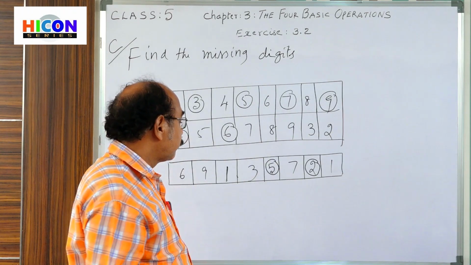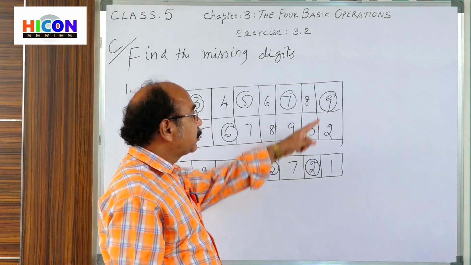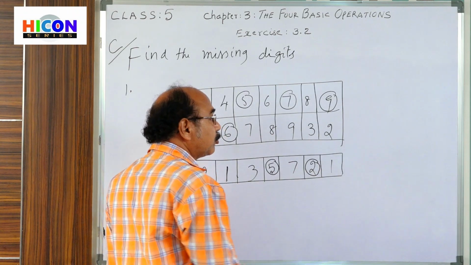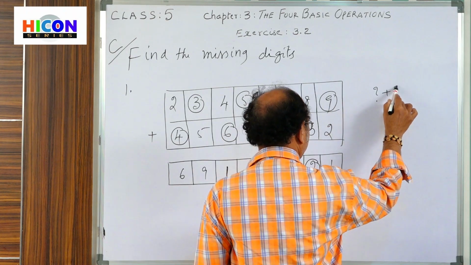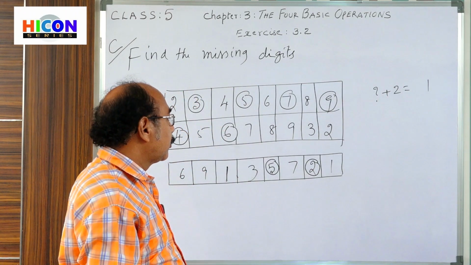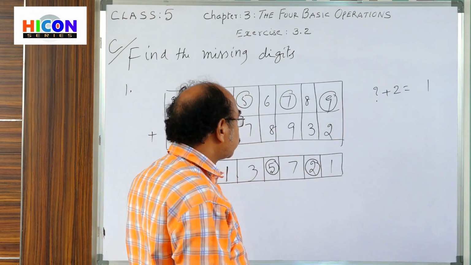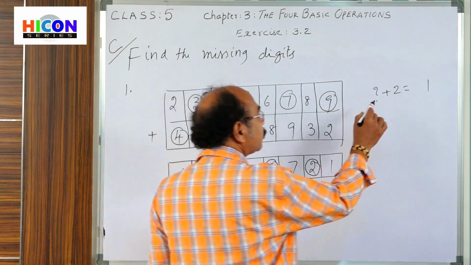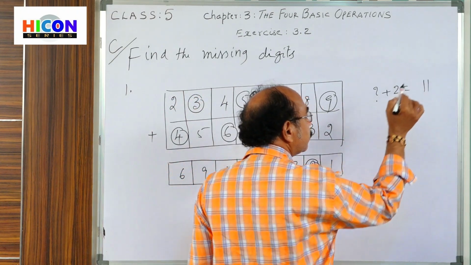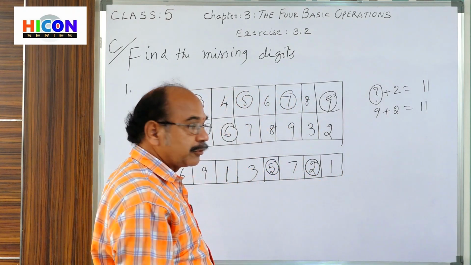In this addition problem, see the first one here. Here, missing digit plus 2, then in answer 1 is there. So to the number 2, what is to be added to get here 1? That means 9 plus 2, here 9 is to be taken. Why? Because 9 plus 2 is 11. If we take 9 here, then 9 plus 2 is equal to 11.